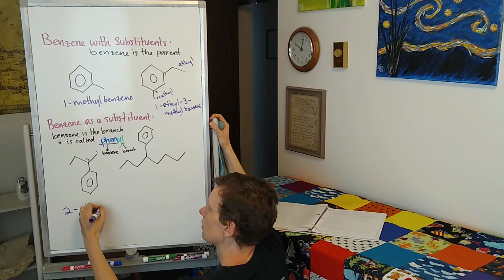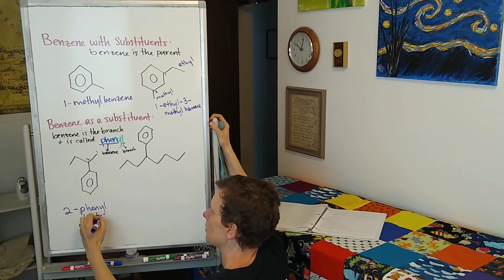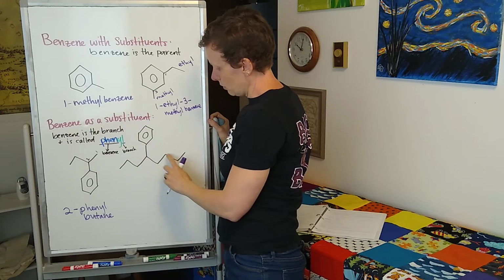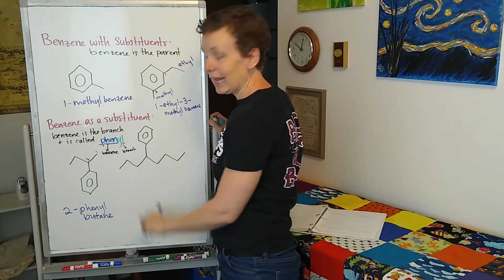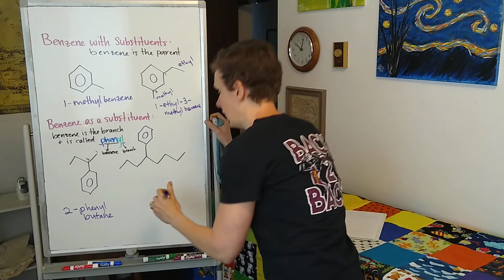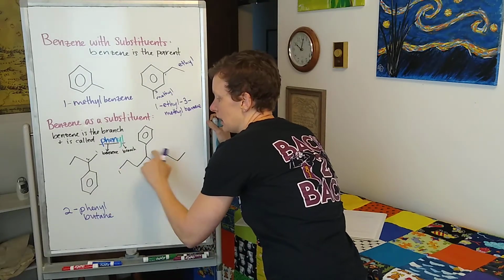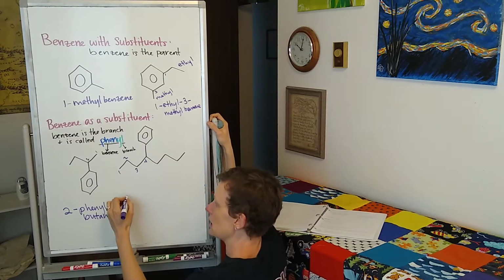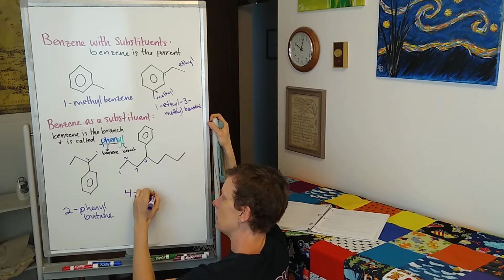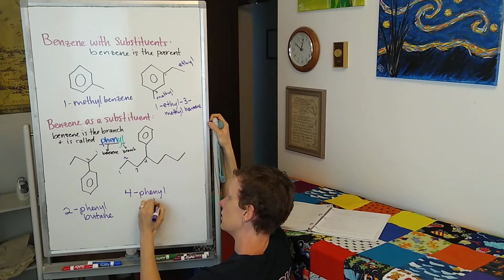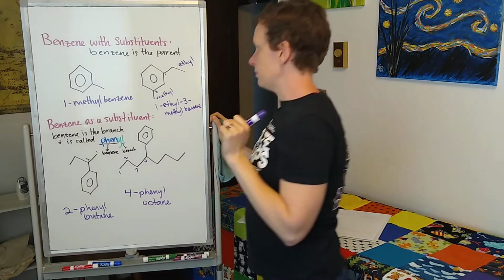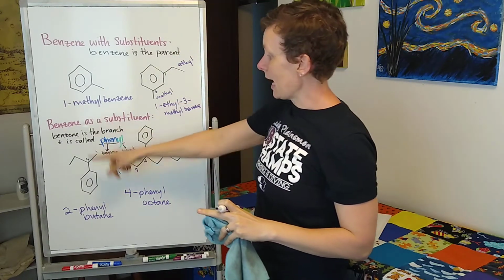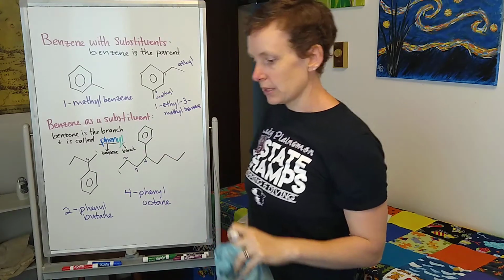2-phenyl butane. This one, I have 1, 2, 3, 4, 5, 6, 7, 8 carbons, all single bonds. That's octane. And if I were to number this, it's closer to this end. So 1, 2, 3, 4 is where my branch is. So this one is 4-phenyl octane. Okay, so there we have benzene with branches and benzene as the branch, 2 different naming systems.